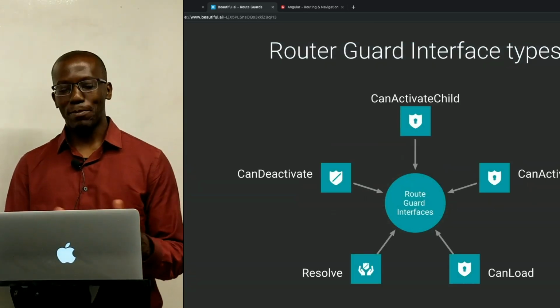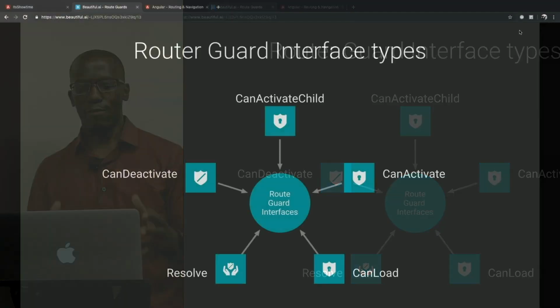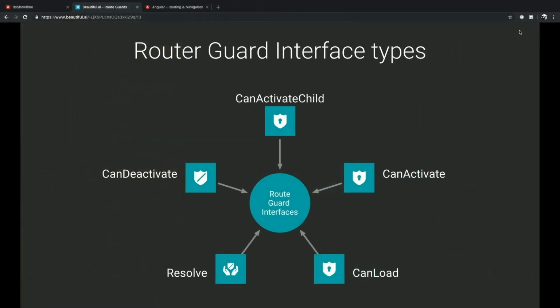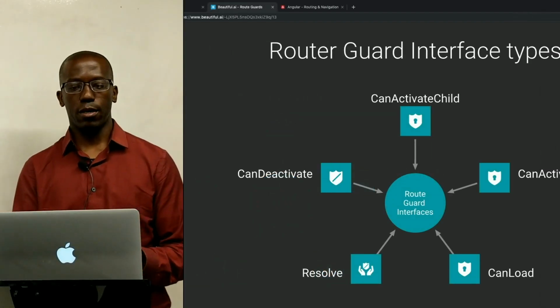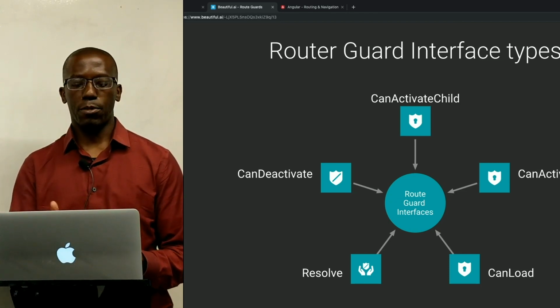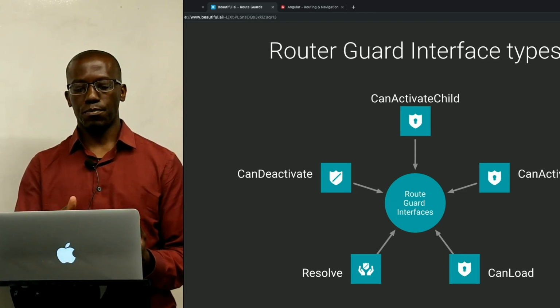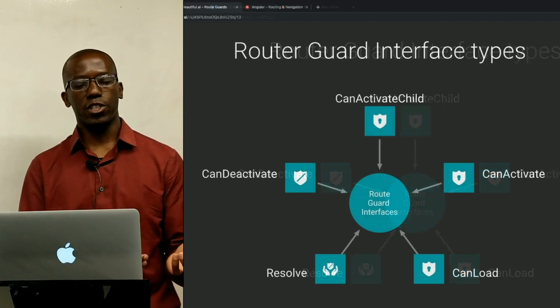Okay, so take a minute to look at the interface types. We have CanActivateChild, CanActivate, CanLoad, Resolve, and CanDeactivate. These are all interfaces you can see on the AngularIO website, which gives you an opportunity to see that you can implement them in your application.